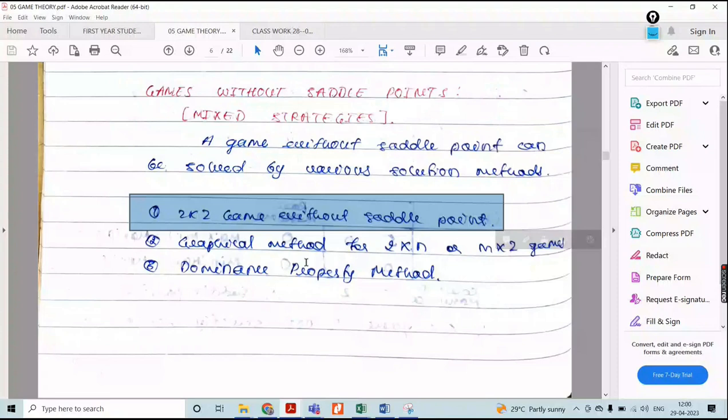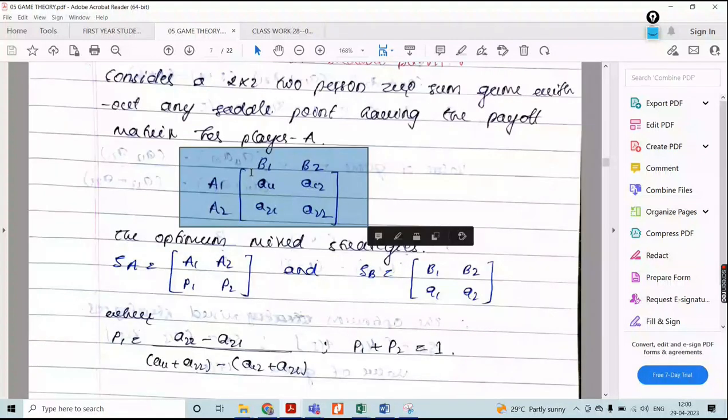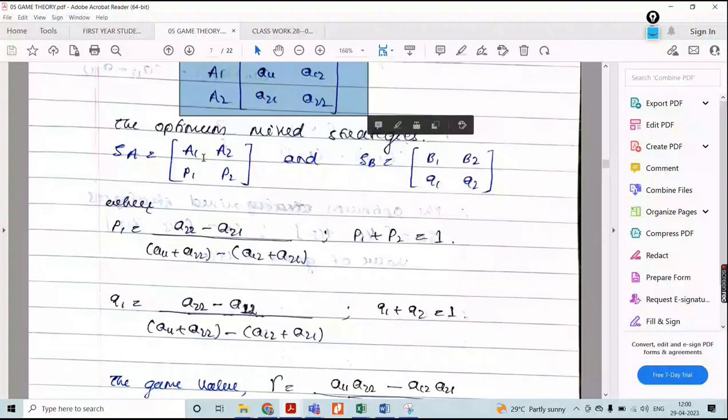The individual game values A11, A12, A21, A22. Then from that, you have to define the optimal strategy of the mixed game. Then you have to make the evaluation of P1. Then from that P1, make the evaluation of P2 because P1 plus P2 is equal to 1.